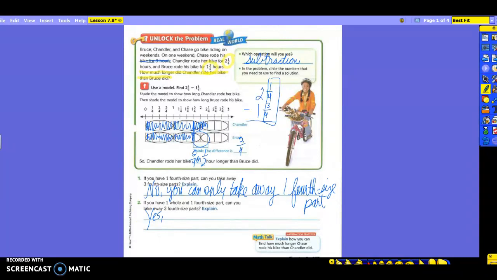Okay, what is a whole and fourths? Okay, so you already have 4/4 just with your whole, plus you have another 1/4. So you know that 3/4 can be taken away from the whole itself, correct? Okay, so yes, 1 whole is 4/4. So you can take away 3/4.